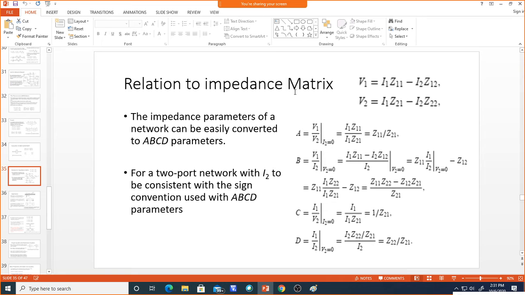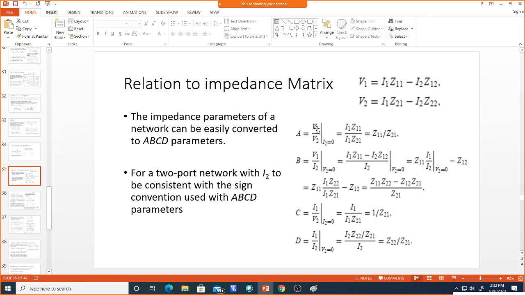Now we can represent any parameters in terms of any other parameters. We have S parameters, impedance parameters, admittance parameters, and ABCD parameters, so we can relate one to the other. Now we will see how ABCD parameters are related to the impedance matrix. The impedance matrix is given by V1 equal to I1 into Z11 minus I2 into Z12, and similarly V2 equal to I1 into Z21 minus I2 into Z22. How can we find the ABCD parameters using this?